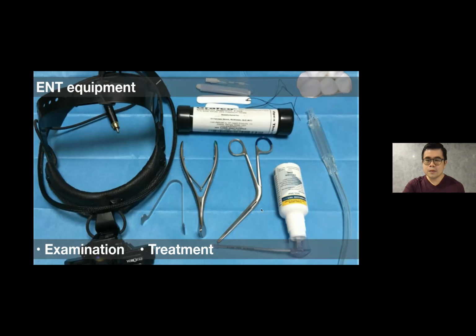And also, we use this quite a lot. So this is the co-phenylcaine. It's got local anesthetic and vasoconstrictor in it. So we would usually soak a cotton ball in this and put it in the nostril to slow down the bleed.